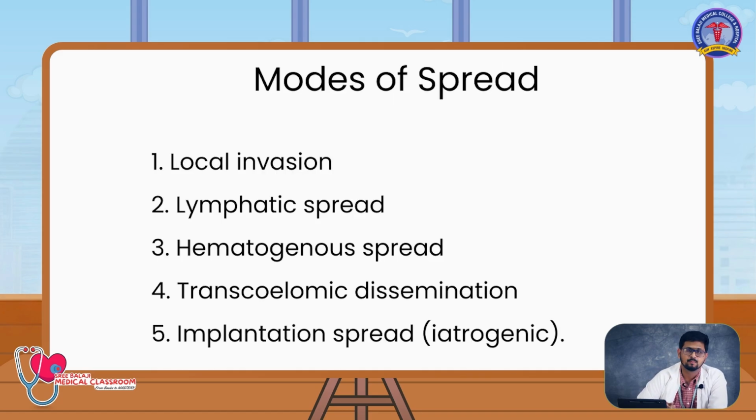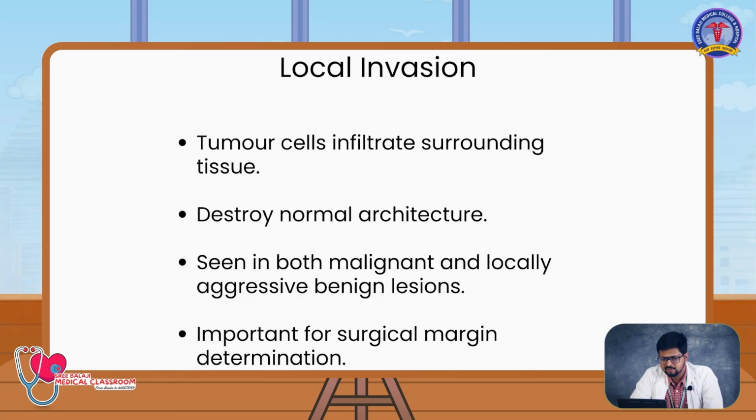Any tumor's mode of spread can be local invasion, lymphatic spread, hematogenous spread, transcoelomic spread, and implantation spread. First, local invasion: tumor cells infiltrate the surrounding tissues and destroy the normal architecture, seen in both malignant and locally aggressive benign lesions. So it is important for surgical margin determination.